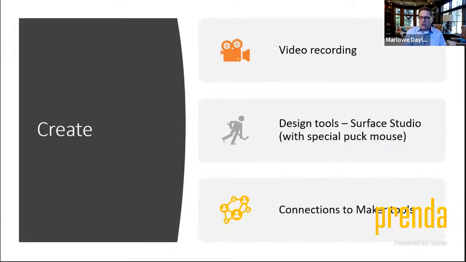And the last thing, create. Maybe you want to do video recording. There's the Surface Studio, a computer Microsoft builds that has a lot of interesting design. They've got a puck, which lets you bring up different tools on the computer. It's like a mouse, but it sits on the screen; you actually move it around on the screen, and it does different things.